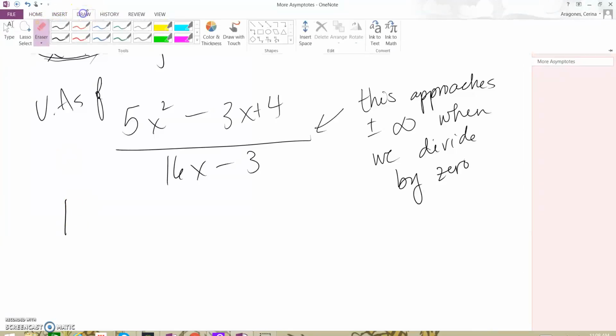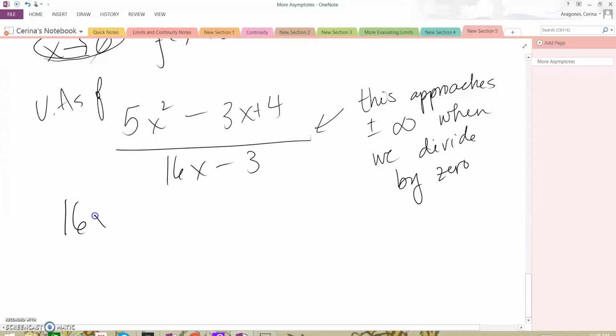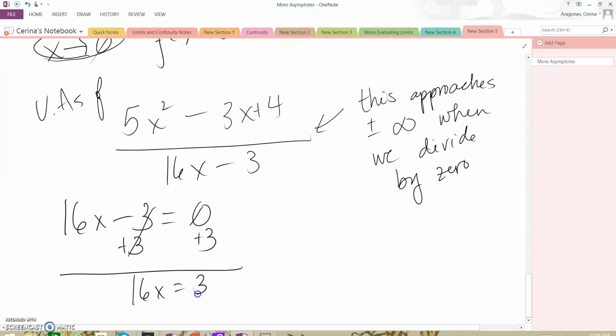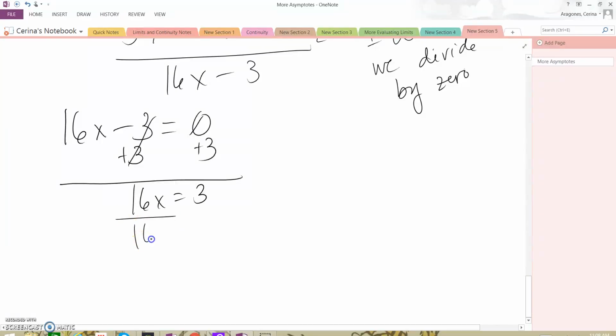Okay. So 16x minus 3 equals 0. Add 3 to both sides. 16x equals 3. Divide each side by 16. And our vertical asymptote is 3 over 16.